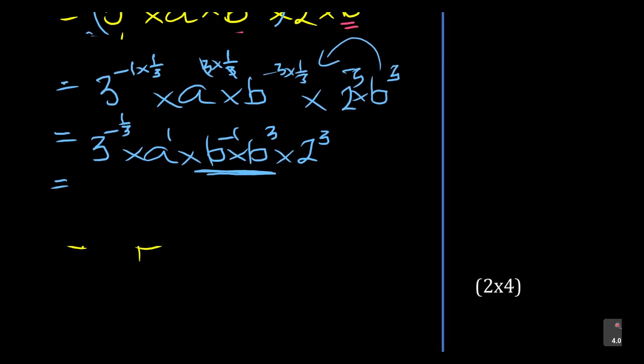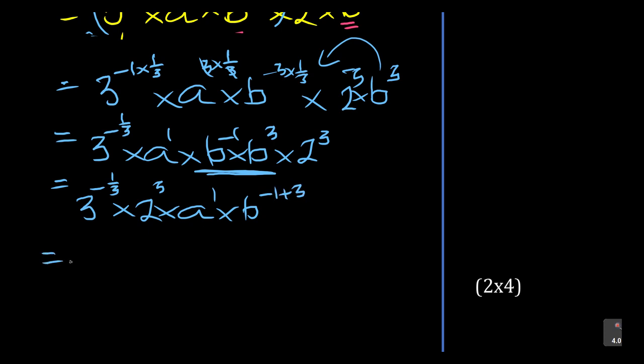So you continue with that 3 to the power of negative 1 over 3 times 2 to the power of 3. I'm bringing the numbers together, times A to the power of 1. Now, look, times B to the power. I must add them: minus 1 plus 3 plus 3. Then, final answer: 3 to the power negative 1 over 3 times.